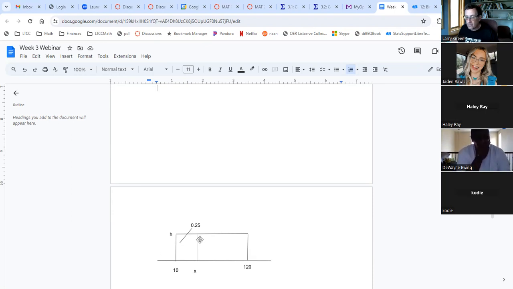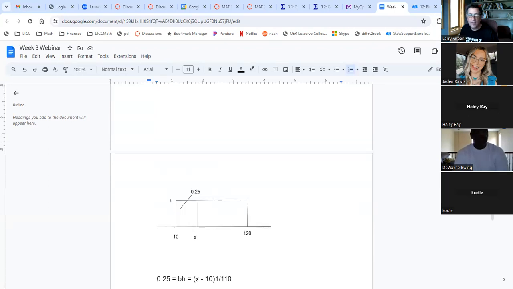And we want to find out how to calculate that. So the idea is we look at this rectangle that goes from 10 to x and has height h, which was 1 over 110, and has area 0.25, and you plug in the numbers. So the area is 0.25. Area is base times height. So 0.25 equals b times h. And then that base is x minus 10. It's the right minus the left. The height is 1 over 110. Are there any questions on getting this equation set up?